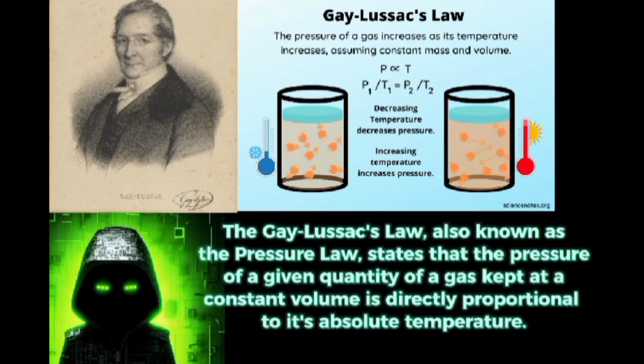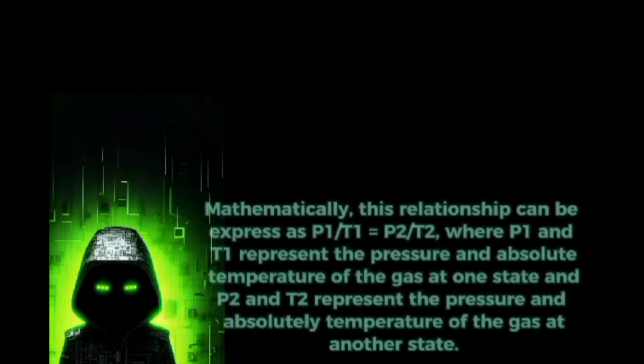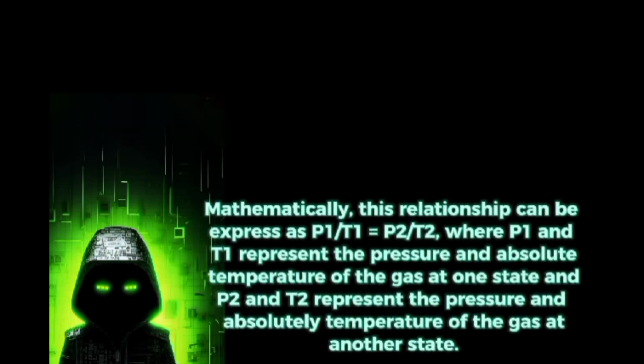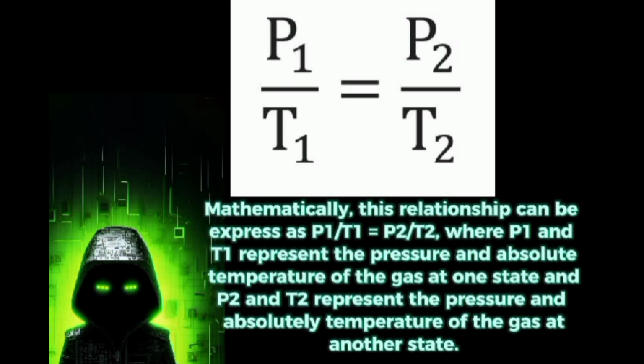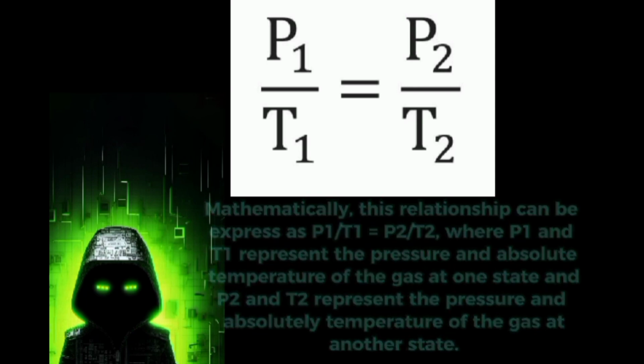Gay-Lussac's law, also known as the pressure law, states that the pressure of a given quantity of gas kept at a constant volume is directly proportional to its absolute temperature. Mathematically, this relationship can be expressed as P1/T1 = P2/T2, where P1 and T1 represent the pressure and absolute temperature of the gas at one state, and P2 and T2 represent the pressure and absolute temperature of the gas at another state.